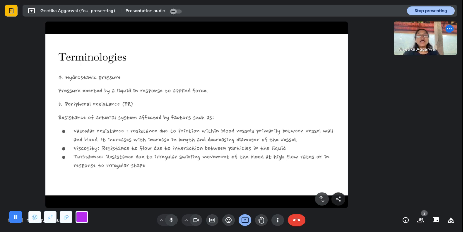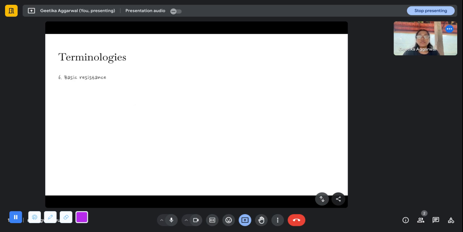So the resistance to the flow of the blood due to the interaction between these different particles is called viscosity. And turbulence is the resistance which is caused because of an irregular movement of the blood at high flow rates. For example, if the aneurysm is formed and the blood is flowing with high pressure, because of that irregular movement of the blood, there might be eddies that get formed in the blood flow in the arterial system. So that is turbulence.